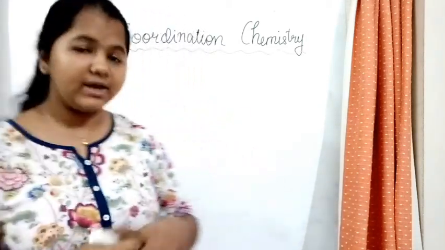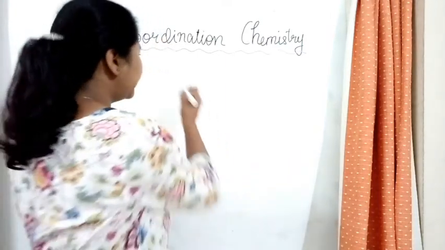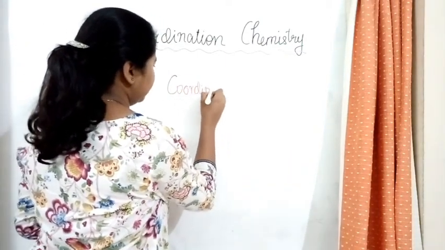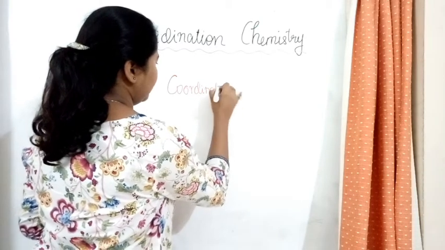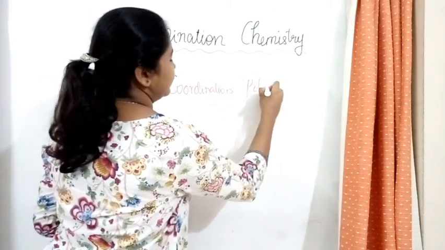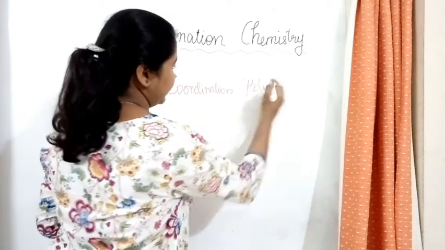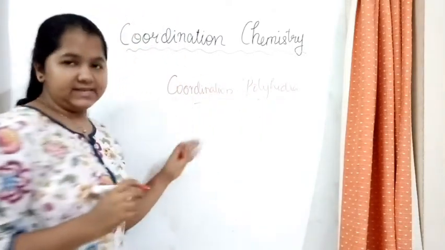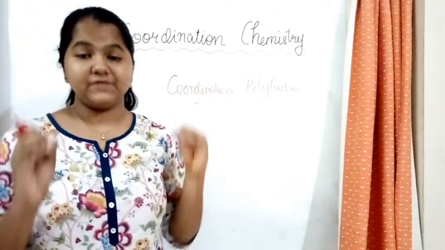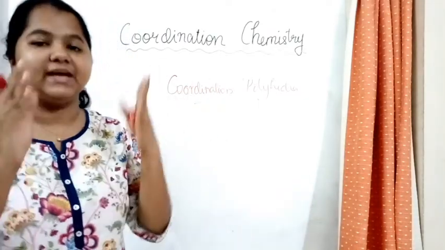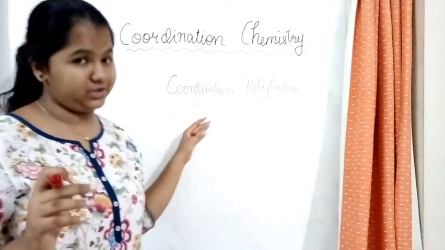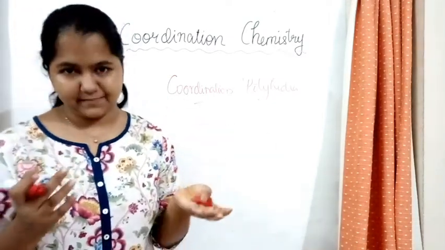Now we are going to discuss another term, coordination polyhedra. What is coordination polyhedra? It is the spatial arrangement of the molecules. They have specific arrangements, and those arrangements are termed coordination polyhedra. Let's see some examples.